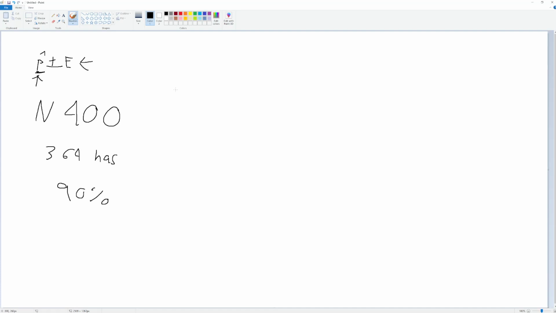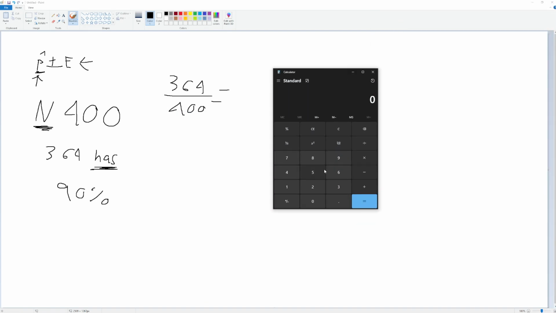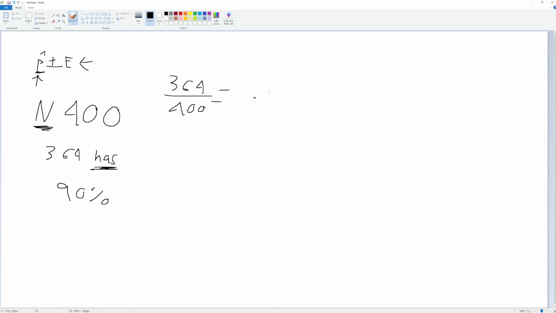Let's start with p hat. Well, p hat is 364 divided by 400. Your has, or your part, divided by n, or total. That will give you, let's open the calculator. Okay. 364 divided by 400 is 0.91. So 0.91 is p hat. Cool, we have p hat.